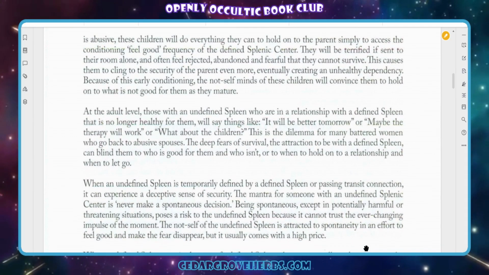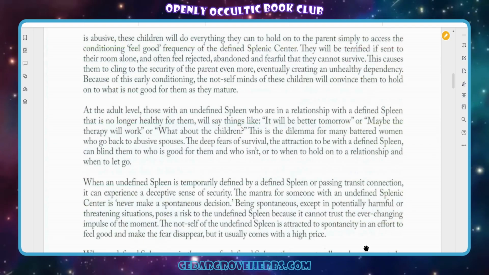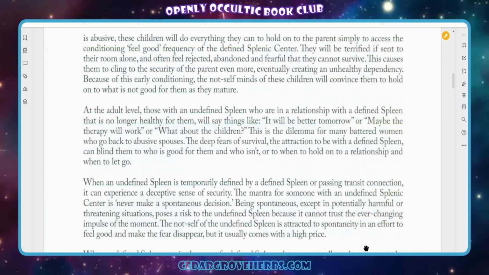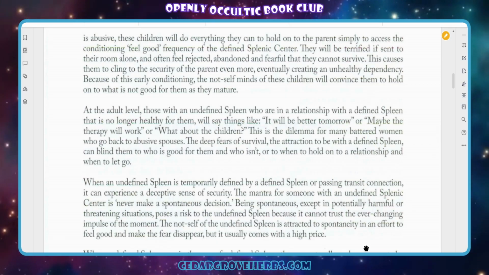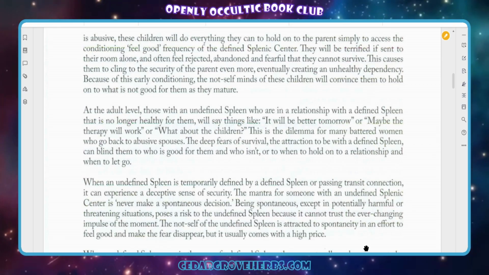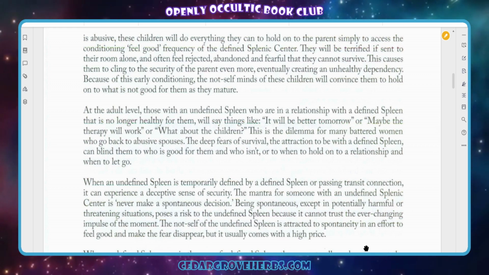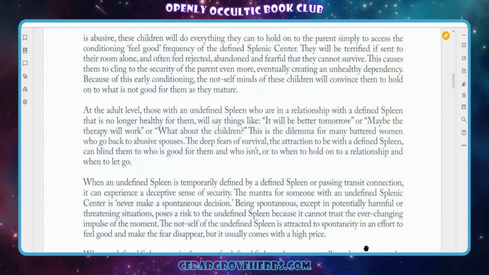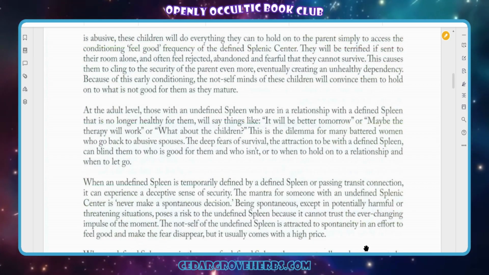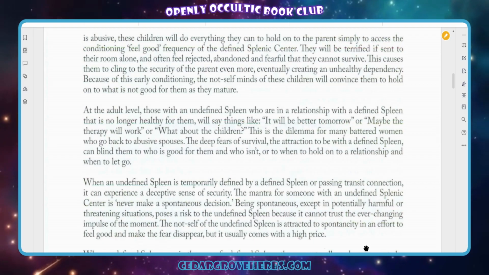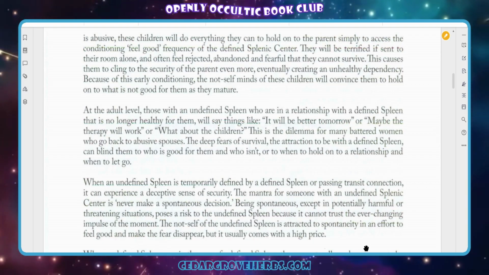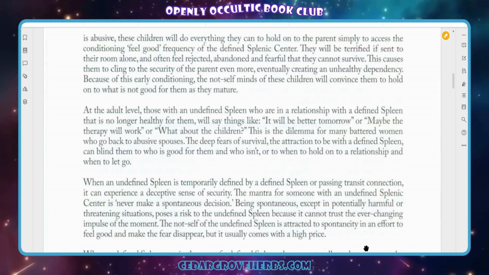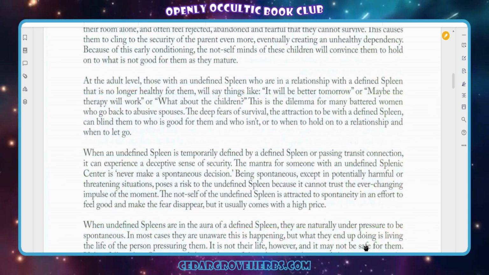At the adult level, those with an undefined spleen who are in a relationship with a defined spleen that is no longer healthy for them will say things like, "It'll be better tomorrow," or "Maybe the therapy will work," or "What about the children?" This is the dilemma for many battered women who go back to abusive spouses. The deep fears of survival, the attraction to be with a defined spleen, can blind them to who is good for them and who isn't, or to when to hold on to a relationship and when to let go.